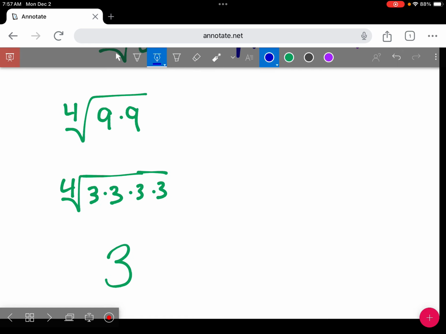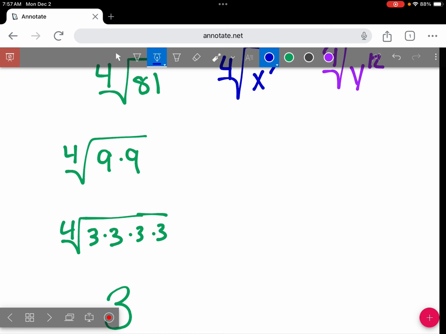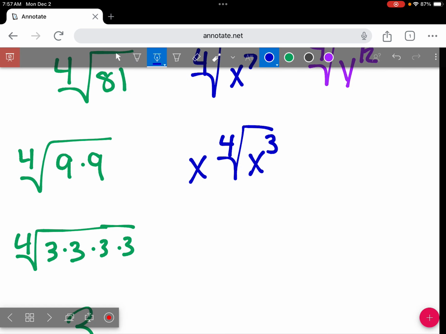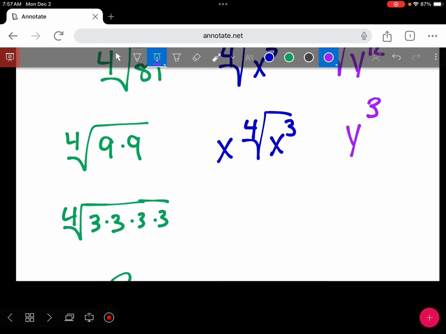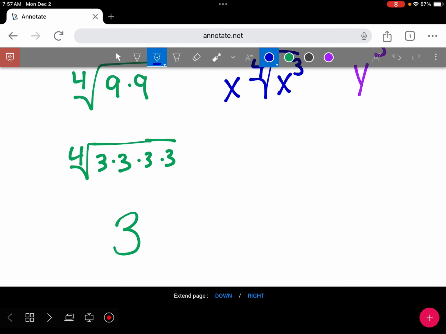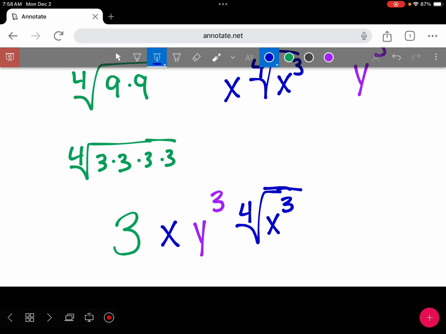How about our 4th root of x to the 7th? What are we going to get here? And how many leftovers are we going to have? 3. How about for my y's? Y to the 3rd. Do we have any leftovers? Nope, because I can make 3 entire groups of 4. So when I write this in my final answer, I'm going to have my 3, then my x that's outside the radical, then my y cubed, and the radical goes last, my 4th root of x cubed. Okay?